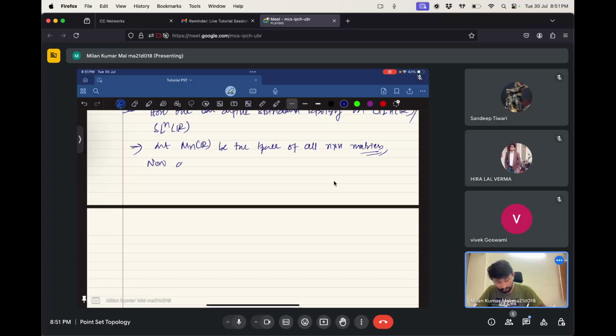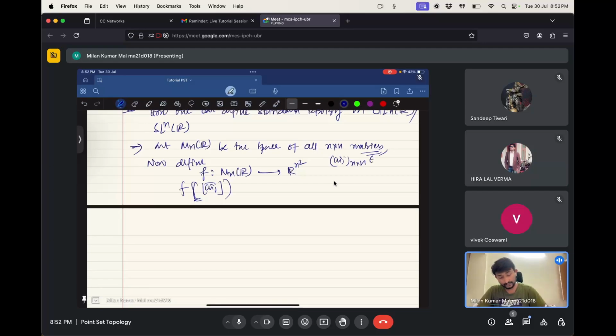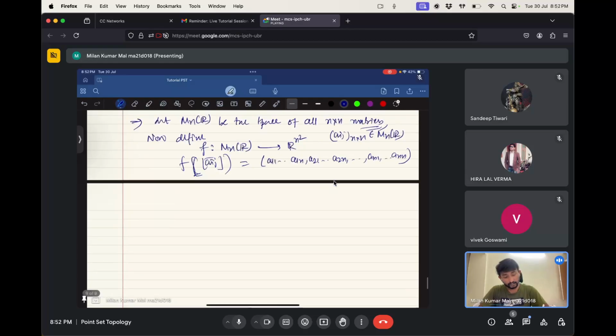Now define a map F from MnR going to R to the power n square. How will I define it? F of (Aij), this is the matrix, where Aij is an n cross n matrix sitting inside MnR, right? This will be (A11 going to A1n, comma A21 going to A2n), this way up to (An1 going to Ann). This is the map. This is always sitting inside R to the power n square because this is n elements, this is n elements.